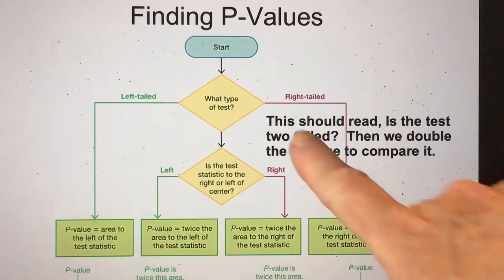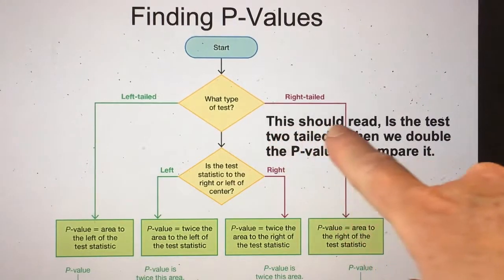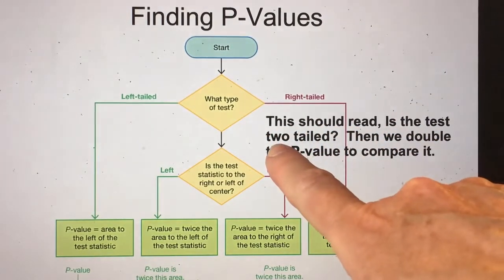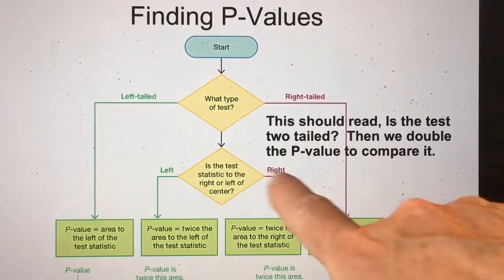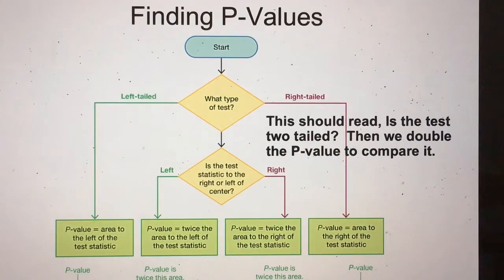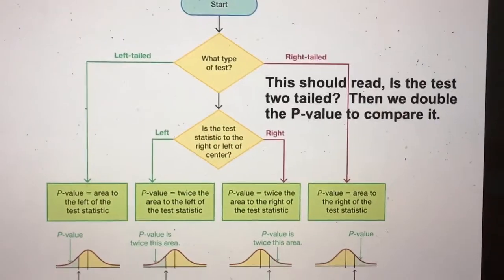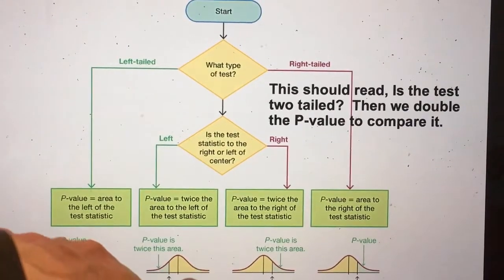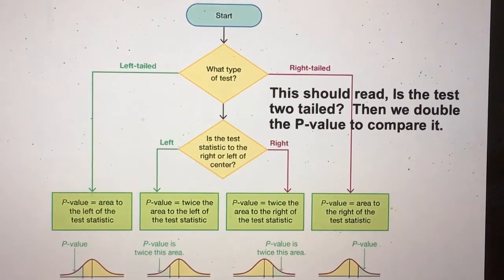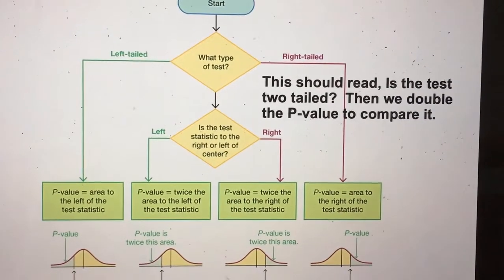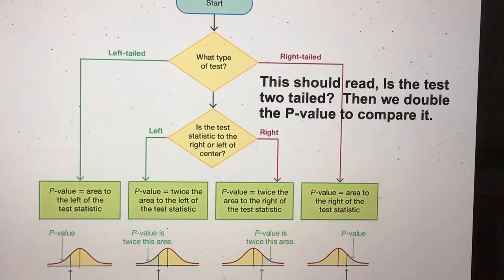Right, so I just changed this one. It says this should read, is the test two-tailed? Then we double the p-value to compare it. So what I think they meant to have here was this one be a two-tailed, because remember in the last slide we only double the p-value when we have a two-tailed test.